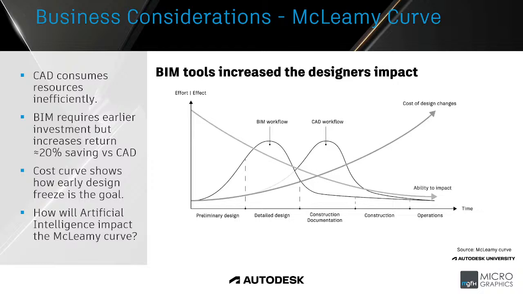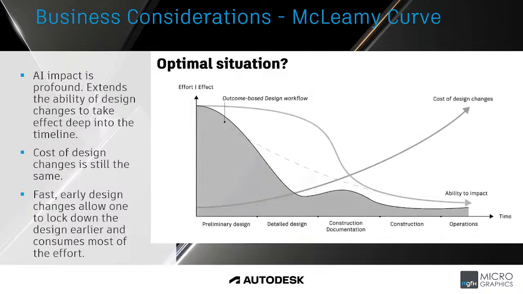The question is really, how will this curve change? We are now at a stage where artificial intelligence is becoming a commonly accepted word. There's a lot of people that would argue that most of what we refer to as artificial intelligence isn't that, but it's more machine learning. But we'll talk about this as if it is the generally acceptable term of artificial intelligence, including machine learning. And the impact is profound.